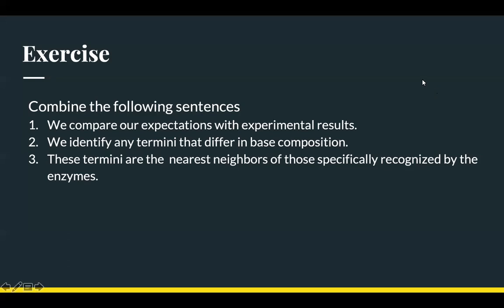So when we compare our expectations with experimental results, we identify terminal differing base composition. These terminal are the nearest neighbors of those specifically recognized by the enzymes. Okay, that's a good example. We compare expectations, experimental results, as well as identify any terminal that define base composition. These terminal are the nearest neighbors of those specifically recognized by the enzymes.